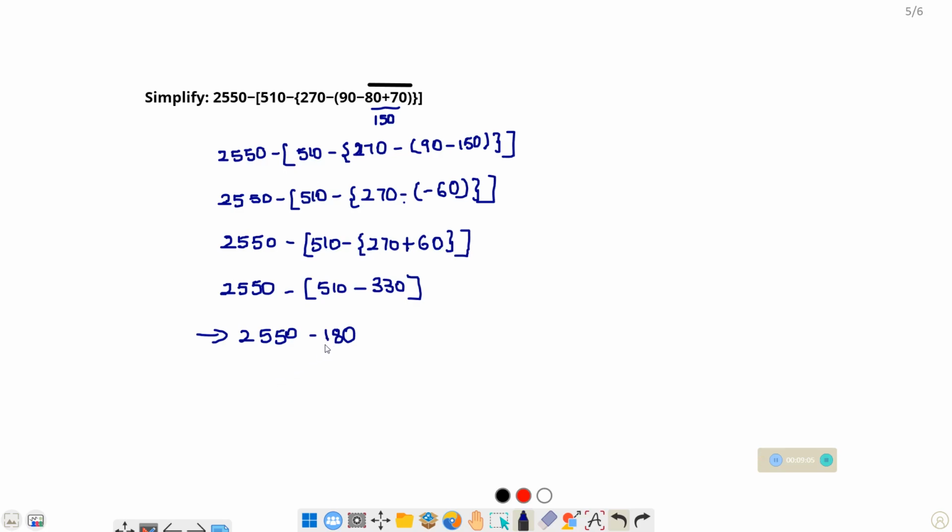Now 2550 minus 180 is nothing but 2370. This is how we will get to the answer for the expression. Always try to make your work very neat. Do not make it messy so that you will get the right answer.